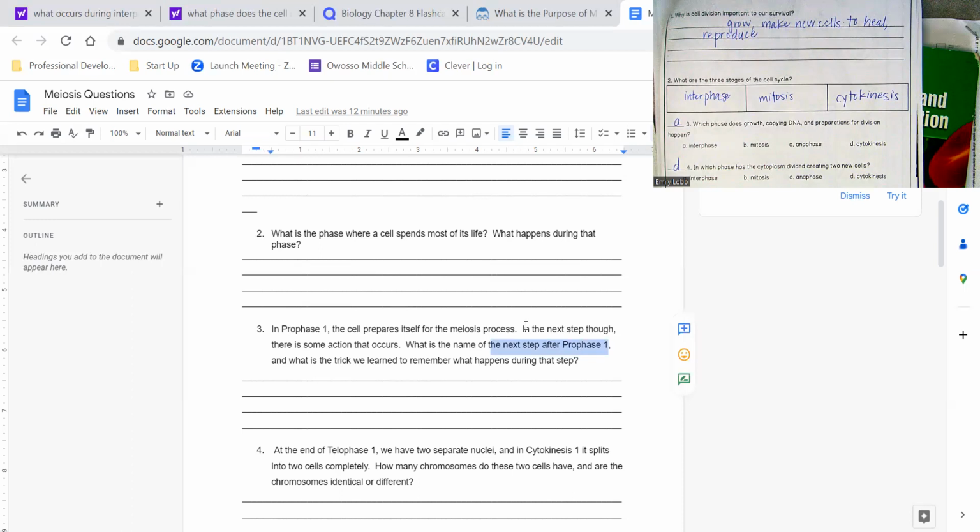The next part that I told you to answer was what happens during that step. So what happens during metaphase 2? Look it up. Try it out. I'm not going to do this one for you. I'm just walking you through what I'm expecting. So the next step after prophase 1 is metaphase 2. During metaphase 2, I can't read this word.